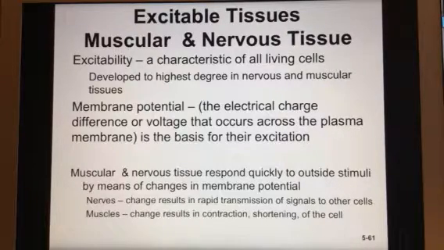So muscular and nervous tissue are able to respond quickly to a stimulus. That means a signal by means of changes in membrane potential. What they do with that information is a little bit different. Nerves are able to transmit that signal to other cells, whereas muscles change by shortening their cell, contracting their cell.